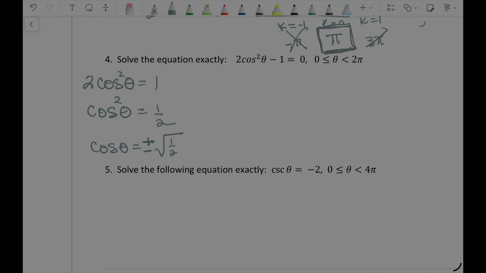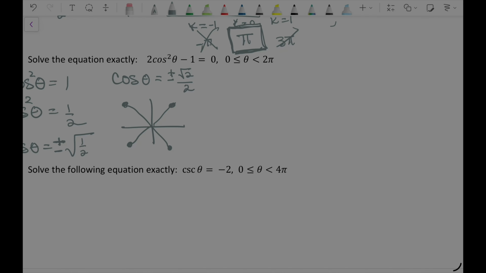All right, so I'm going to rationalize that radical, and cleaning it up makes it positive or negative root 2 over 2. Now, I recognize that on my unit circle. Here is positive root 2 over 2 for cosine value. Here is a negative root 2 over 2. Here it's a positive root 2 over 2. So what angles are these?